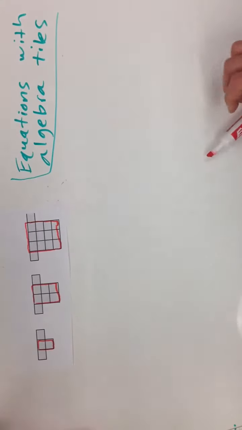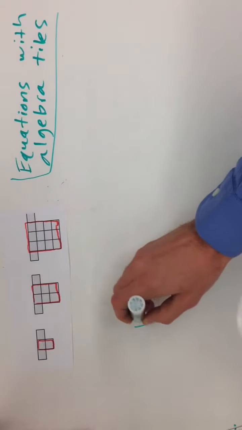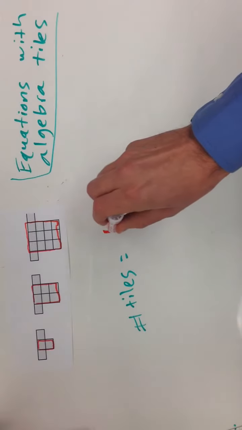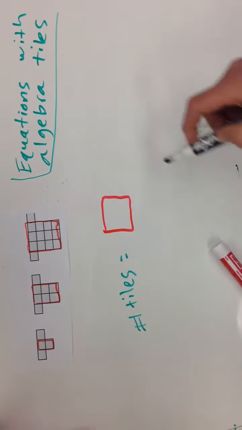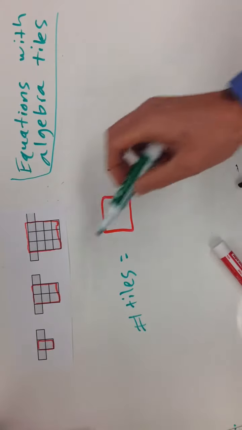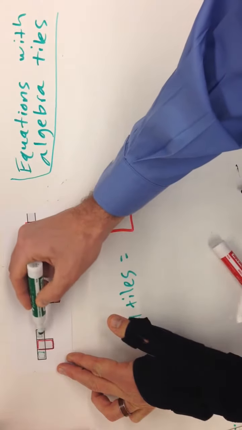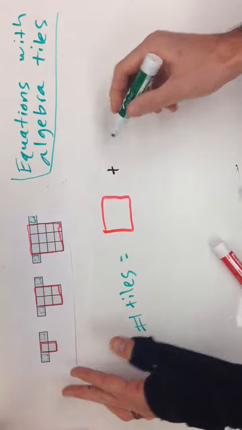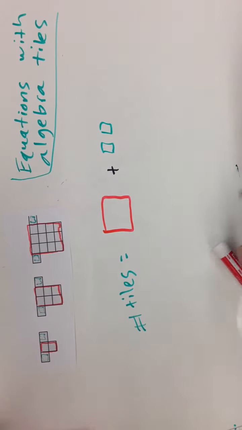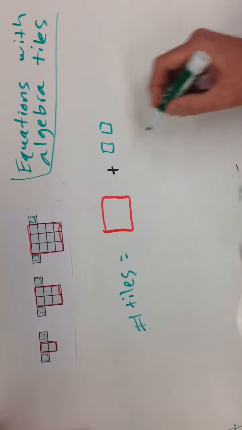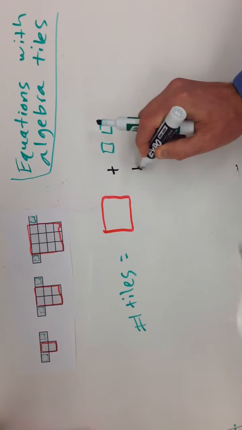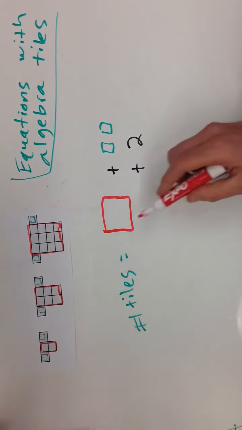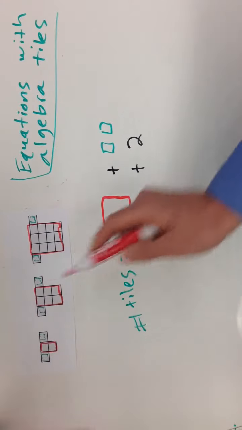So when I come up with my equation, I know that the number of tiles is going to be that red section plus these two green ones, right? And those two green ones are going to be in every single one. So before even getting going, this is just going to be whatever the red square is plus 2. Sorry, I said square, but I meant rectangle.